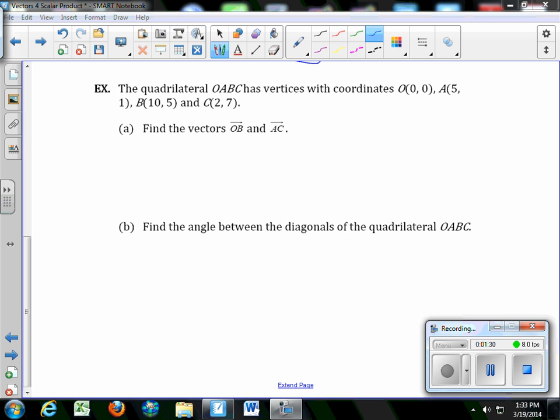The quadrilateral OABC has vertices with coordinates O, A, B, and C. Find the vectors OB and AC. Now, I find these easier if you draw a picture. Okay, so that's what we're going to do.